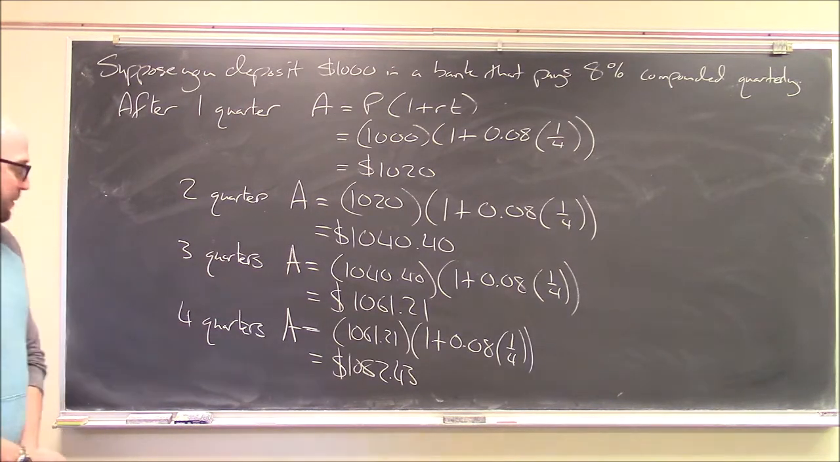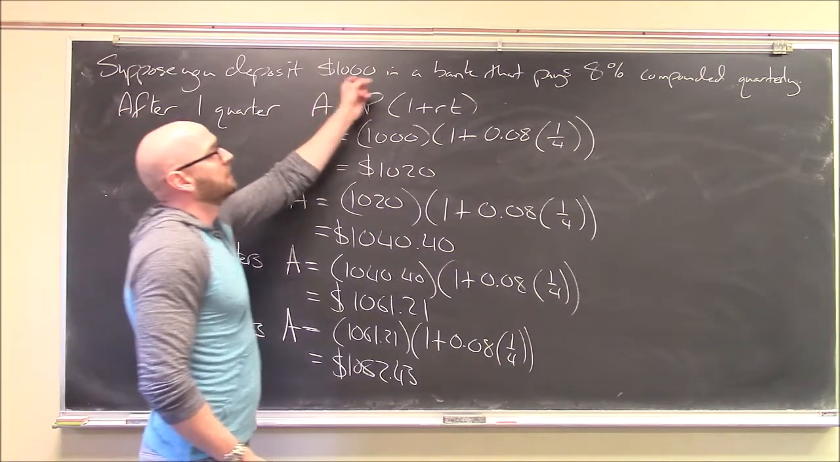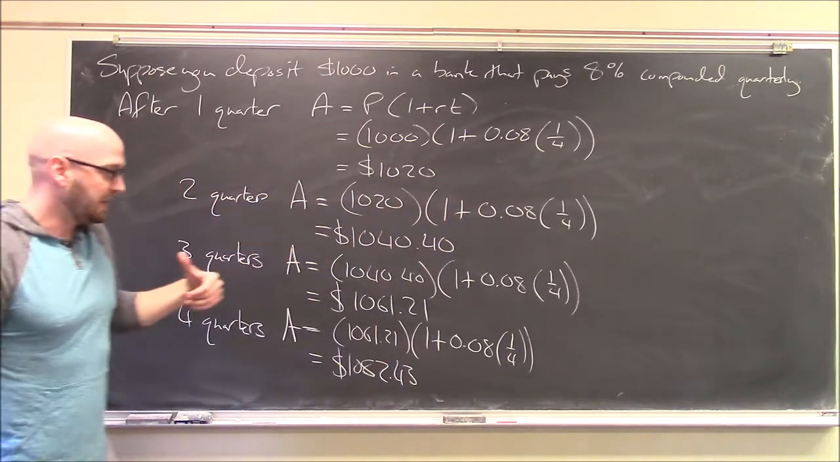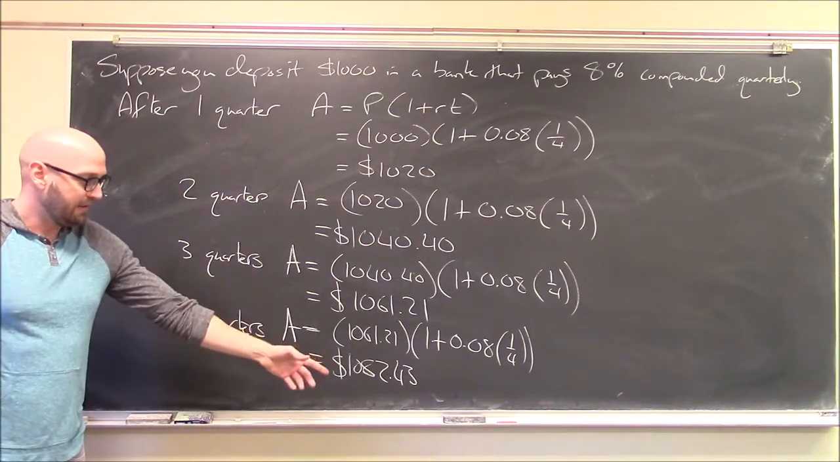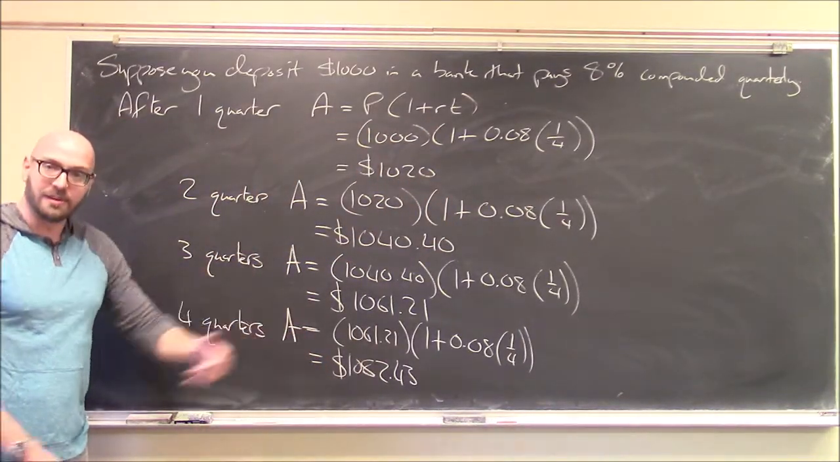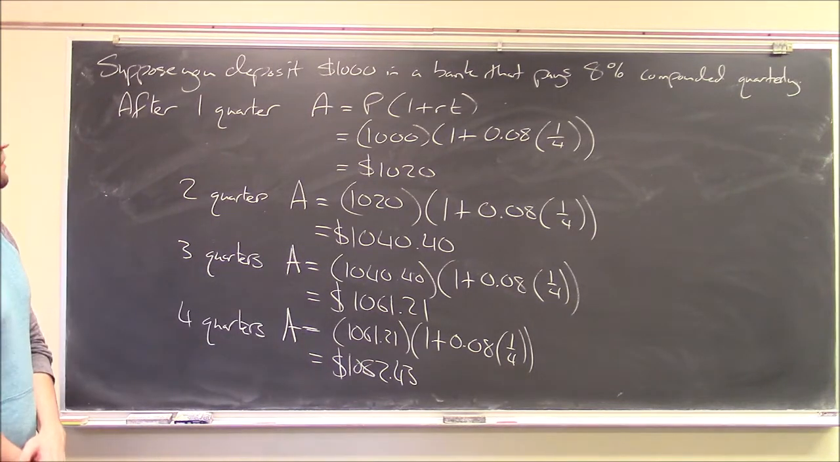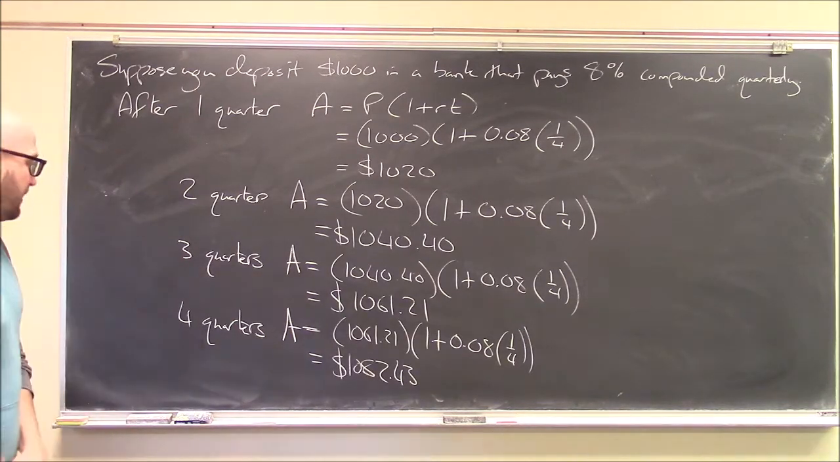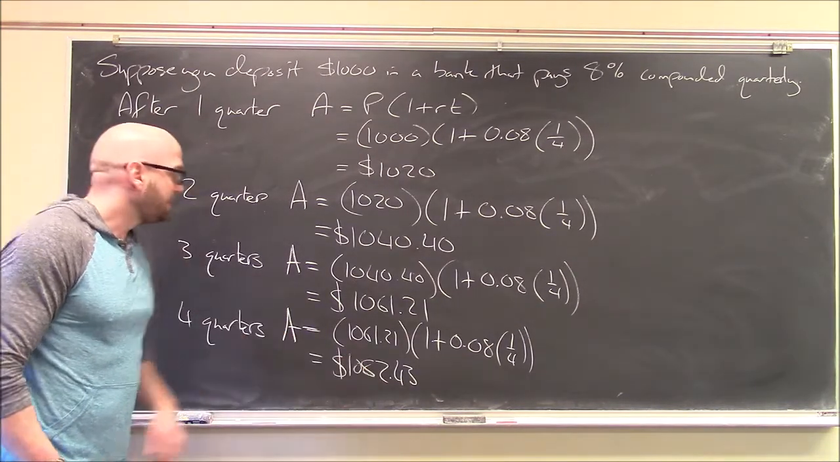So notice, by the way, if I just collected this yearly, I would have started off with $1,000, 8% paid annually. At the end of a year, I would have made $80. $1,080 would have been my output. So this whole compounding, quarterly, reinvesting our interest has made us a little bit of extra money.